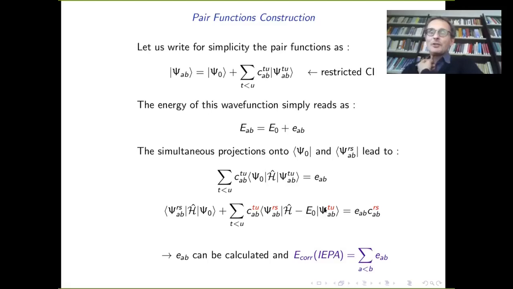I won't set up the equation for that, but as you can see, interestingly, the equations are such that there's a coupling between the excitation AB to RS and AB to TU. So there's some sort of coupling between these. But again, and very importantly, this has to do with a given pair of electrons, so two electrons occupying A and B orbitals. This can be restated in a matrix form, but I don't want to detail that so much, just to introduce you shortly to pair function construction.